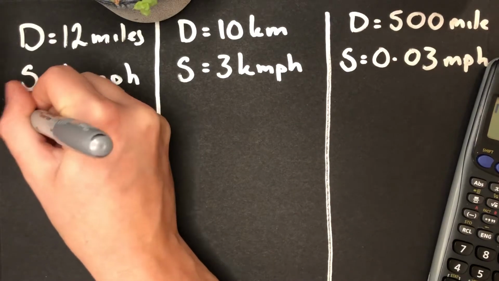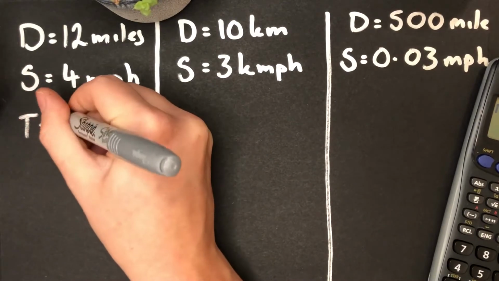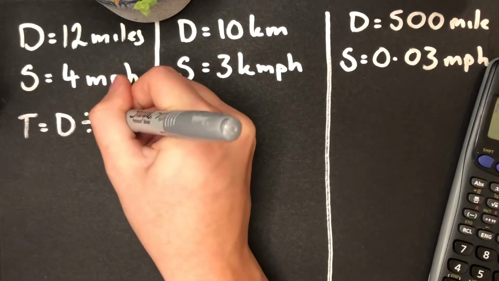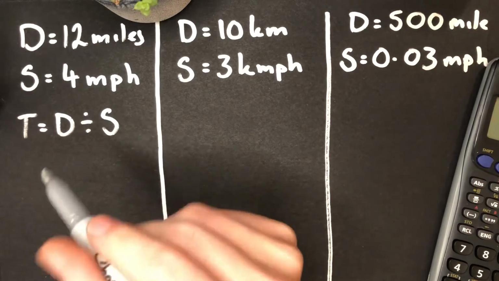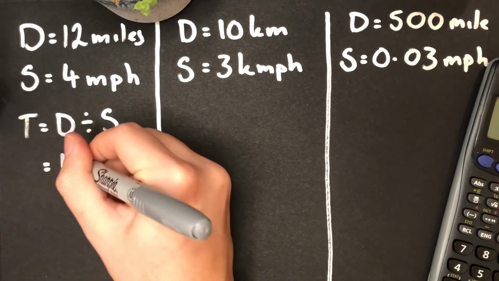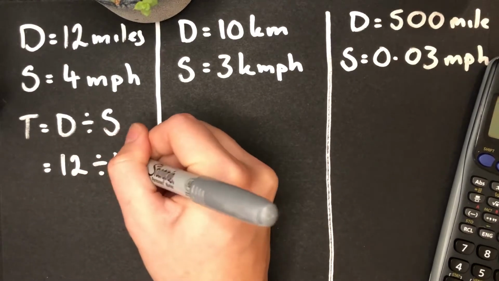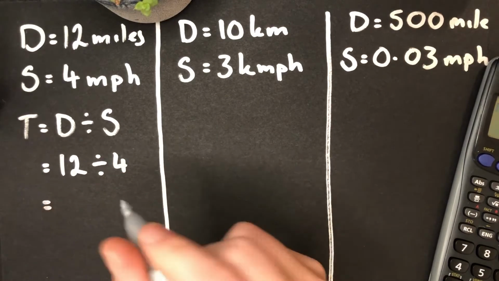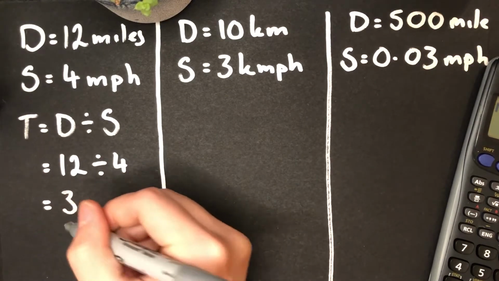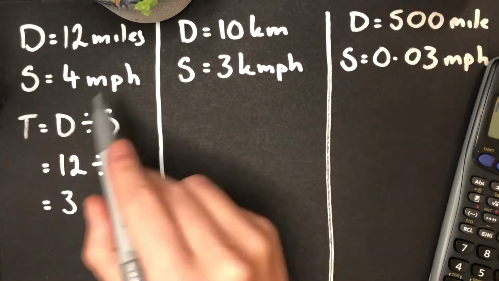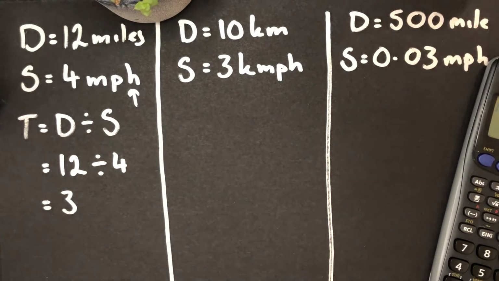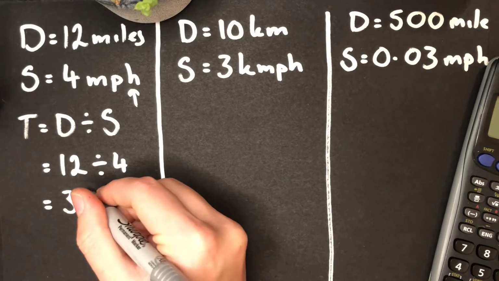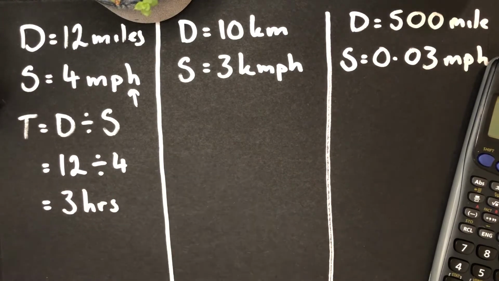To work out the time, we are going to do the distance divided by the speed. So if I've got a distance of 12 miles and a speed of 4 miles per hour, I'm going to do 12 divided by 4, which gives me 3 what? Well, I look back at the speed, and the speed was miles per hour, so there's my time unit. So this is going to be 3 hours, which makes sense.